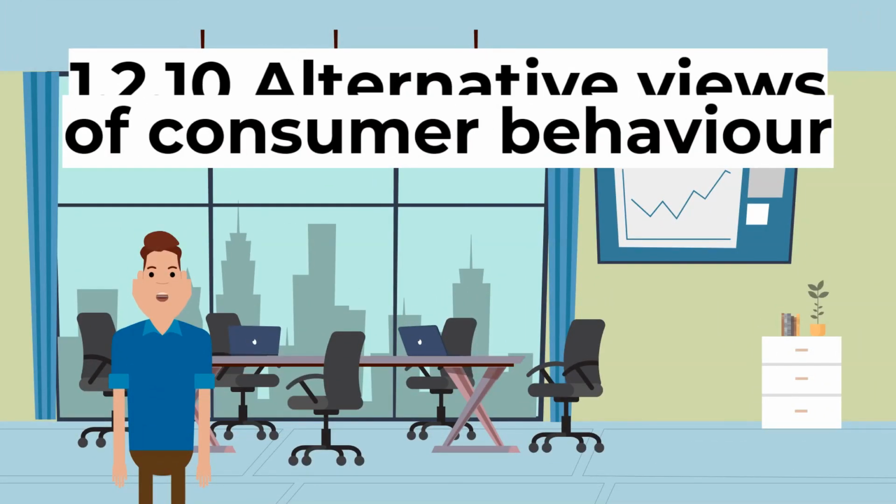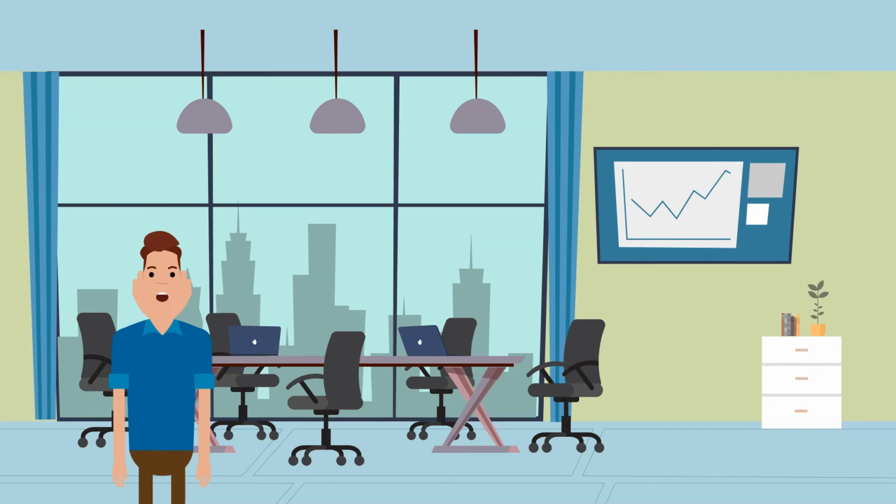Finally, let's look at alternative views of consumer behavior. The underlying assumptions for all rational decision-making are that customers aim to maximize utility, companies aim to maximize profit, and governments aim to maximize the welfare of citizens. However, people do not always behave rationally, and this occurs for 3 main reasons.